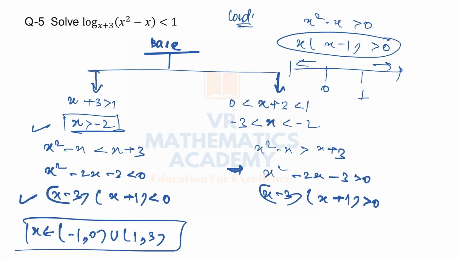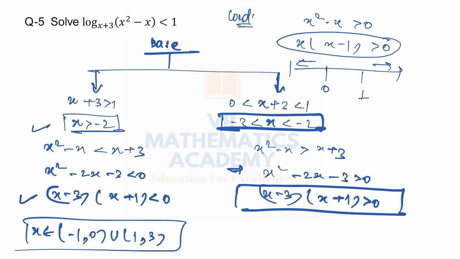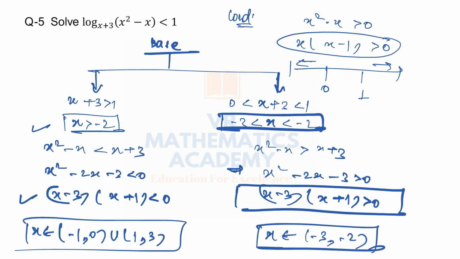So now, x is between -3 and -2 by the condition, and by the condition (x minus 3)(x plus 1) greater than 0, and by the initial condition we found that x belongs to (-3, -2). This is the common region. So in the first case, the solution is this one. In the second case, this one will be the solution. So this is the solution of question number 5.